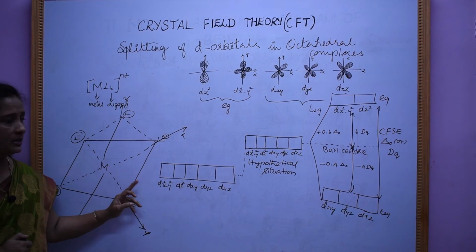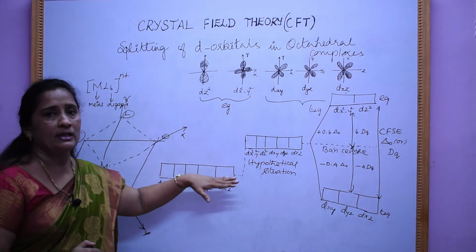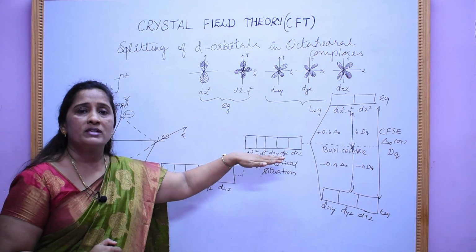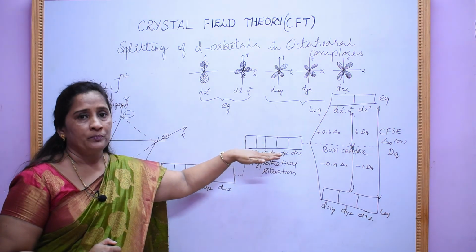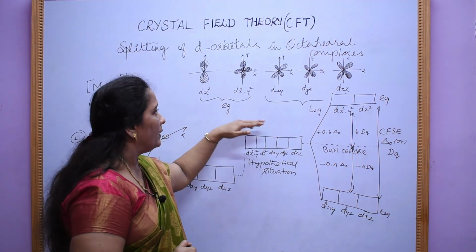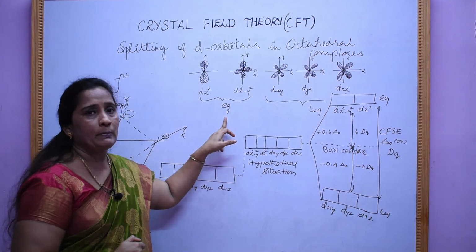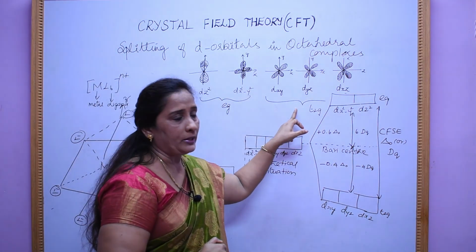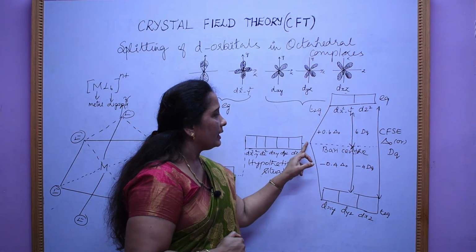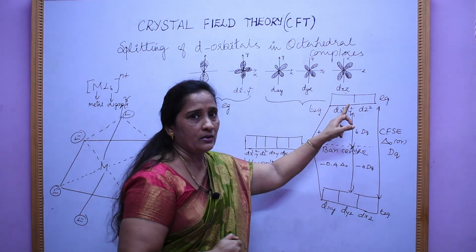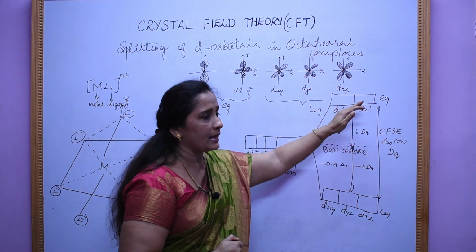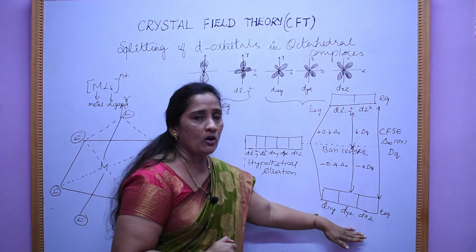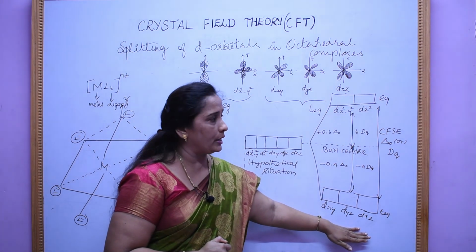Because of this repulsion, the energy of the 5 d orbitals is raised to a higher energy level, which is a hypothetical situation. But when the ligands approach, the eg set of orbitals experience greater repulsion than the t2g set of orbitals. Therefore, the eg level is raised to a higher energy level. The eg set of orbitals have higher energy levels and the t2g set of orbitals have a lower energy level.